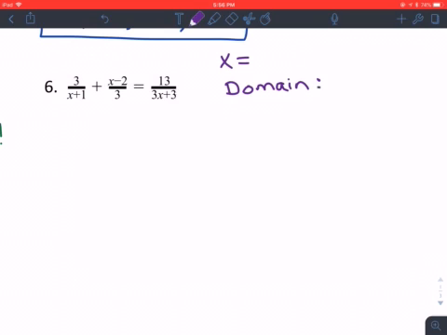We do this by setting our denominators equal to 0. So x plus 1 cannot equal 0. Therefore, x could not be a negative 1.